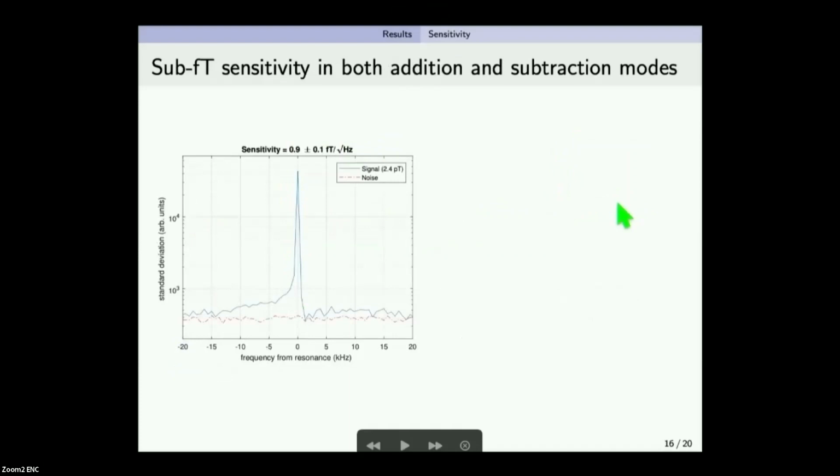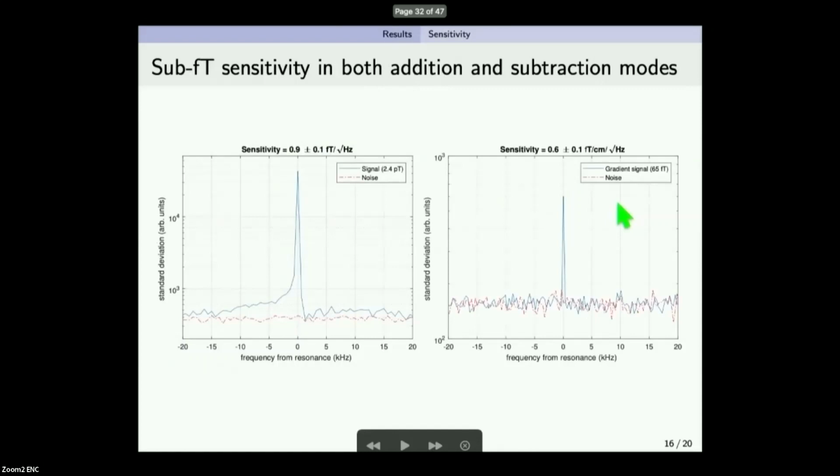So for the sensitivity, we're able to get sub-femtotesla sensitivity, which is phenomenal. Under one femtotesla per square root hertz for an adding signal, and for a gradient signal with the intrinsic radiometer set up in the wave plate in there, it's 0.6 per centimeter.